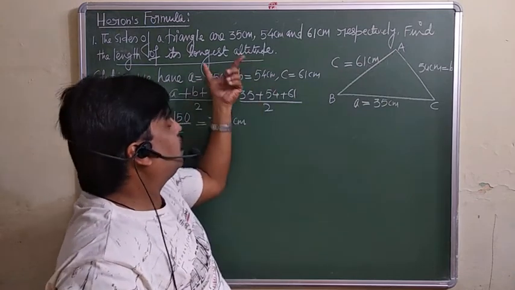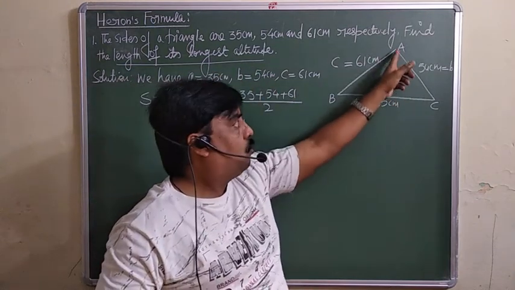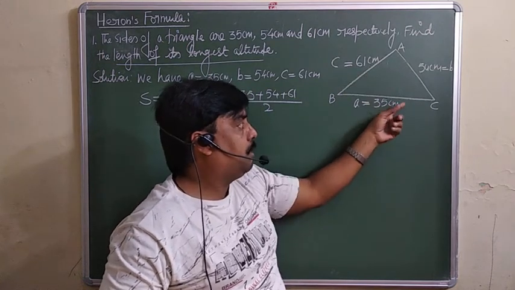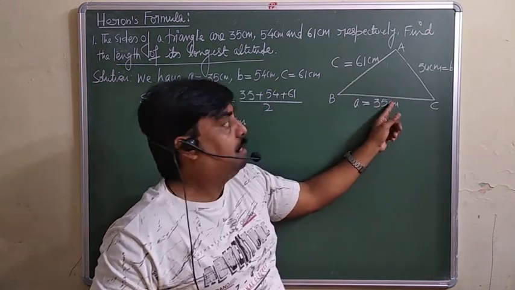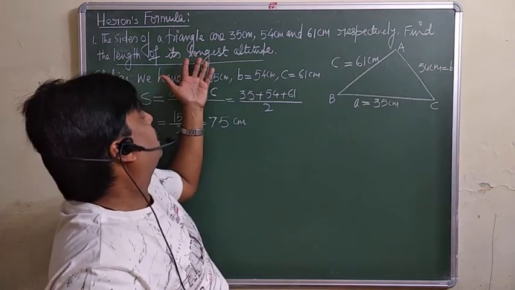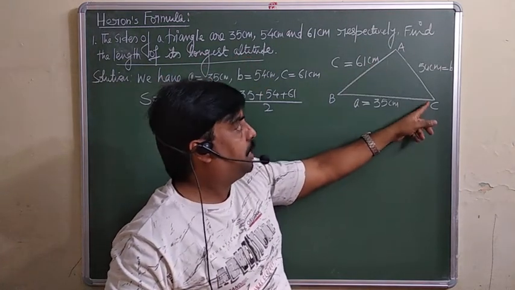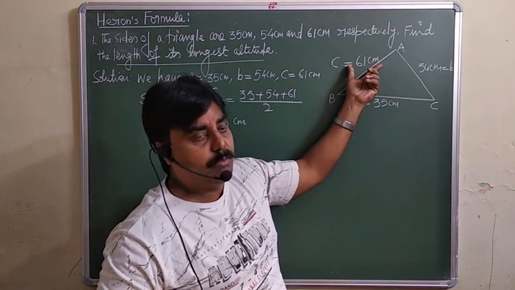So the longest altitude in any triangle always falls on the smallest side. Longest altitude हमेशा सबसे छोटी वाली side पर गिरेगा. And if we talk about the smallest altitude, then it is on the biggest side. On the biggest side पर perpendicular जो गिरेगा, that will be the smallest one.